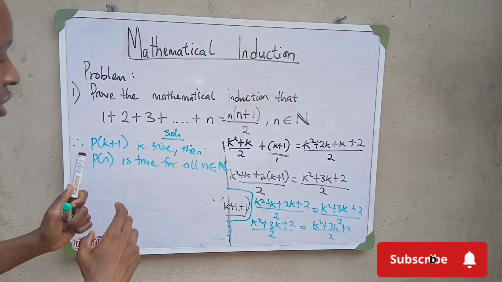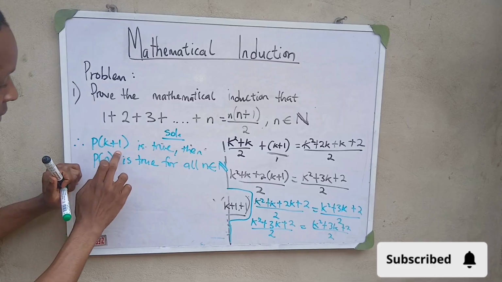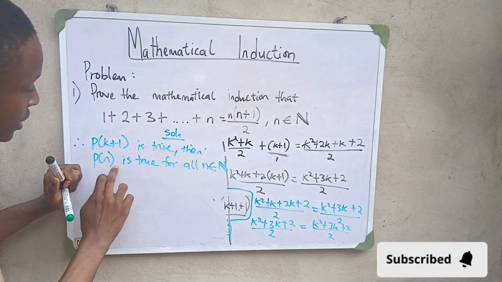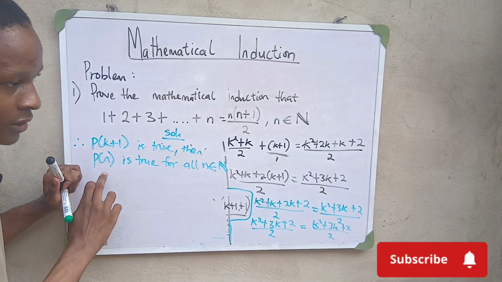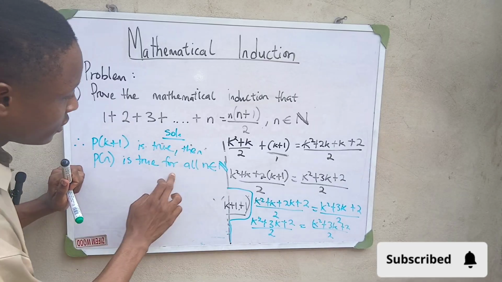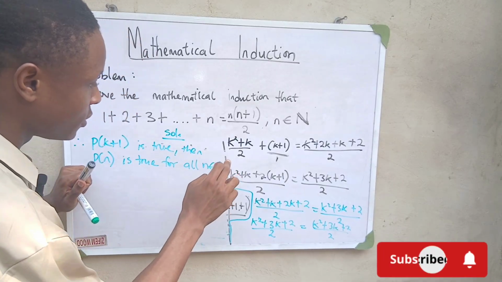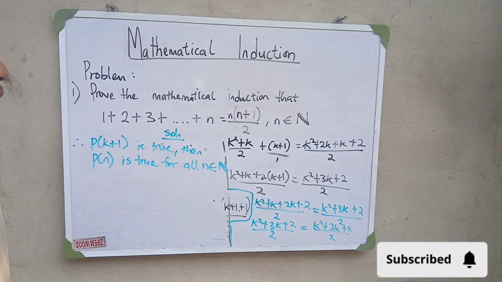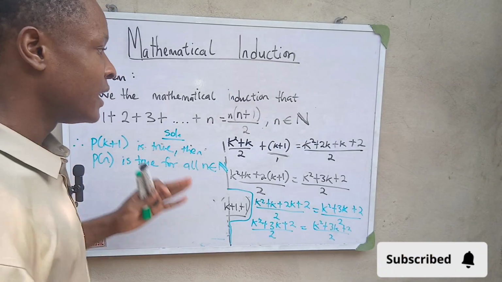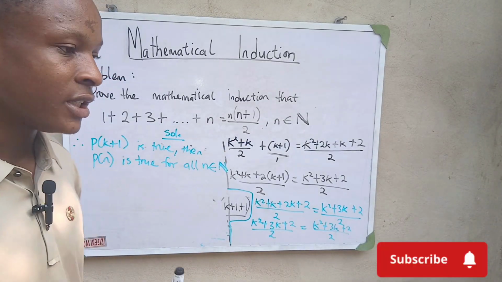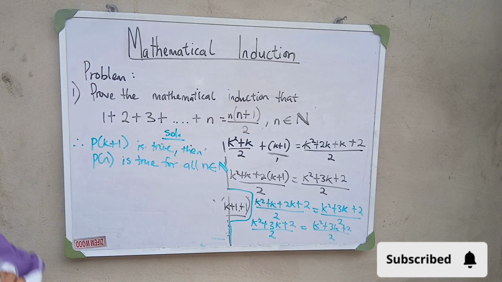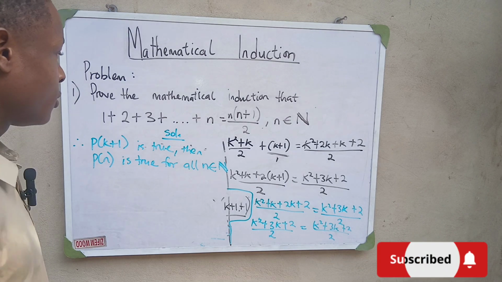So what this statement is just saying is that since P of k plus 1 is true, then P of n is true for all natural numbers. P of n is true for all n equal to a natural number. So we have been able to prove that this statement is true for all natural numbers. Now we are going to go to the next question.